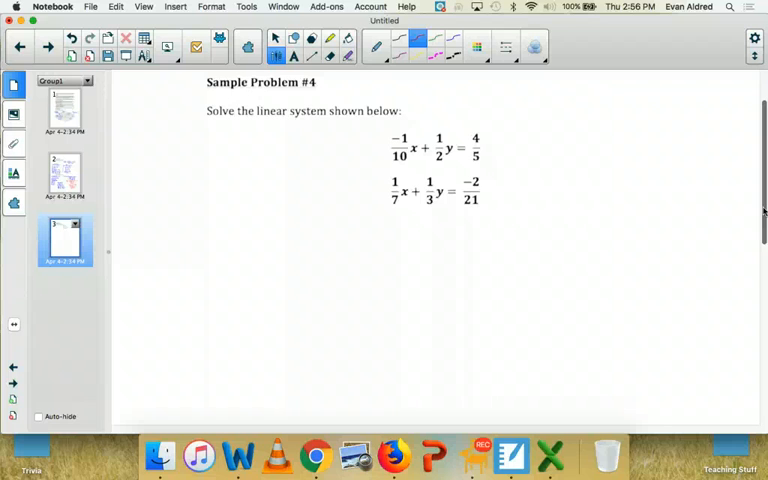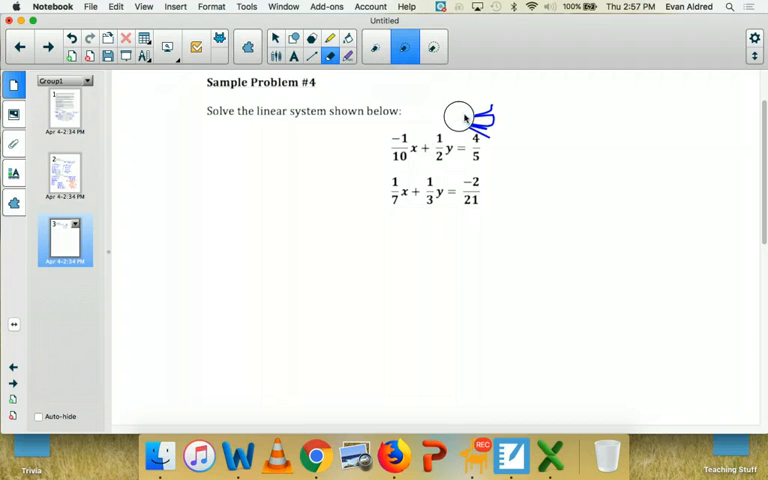Well, in order to get rid of the fractions, you look at the denominators that are involved. Well, in the first one, the denominators of each fraction are 10, 2, and 5, and you say, what is the LCM of those values? Just erase this.